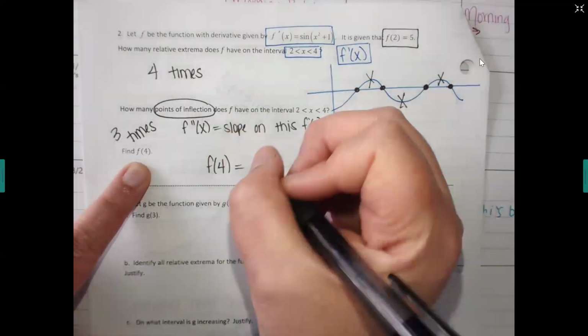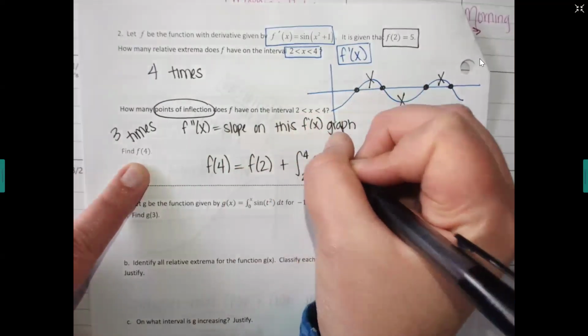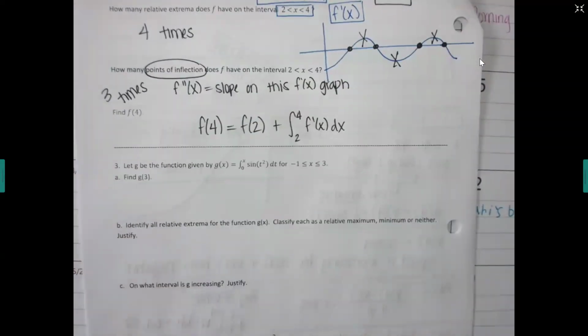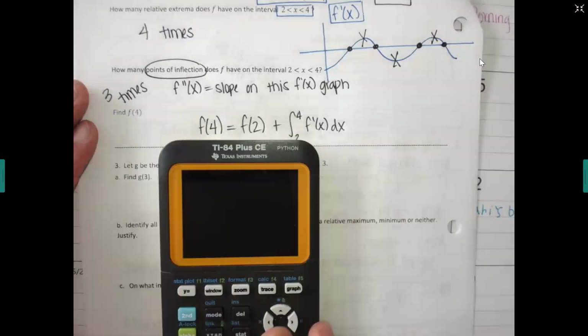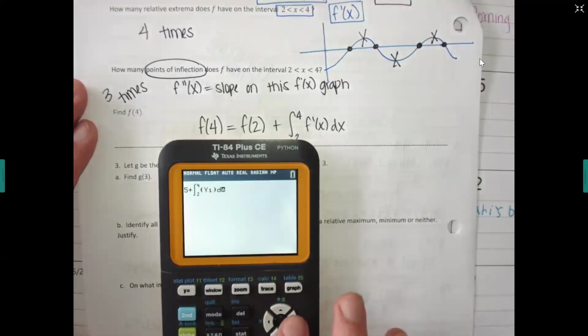So they told me F of 2 is 5. Then I can just integrate between those to connect the dots. So this is the F that I want. This is the F that I have. And then I connect the dots with an integral. Then you would do this in your calculator. So go ahead and type it in. What is F of 2, it said? 5. And I would just do it all in one. So it'd be 5 plus math 9. We're going from 2 to 4. And then our y1 dx.